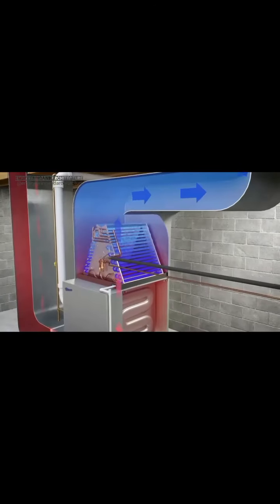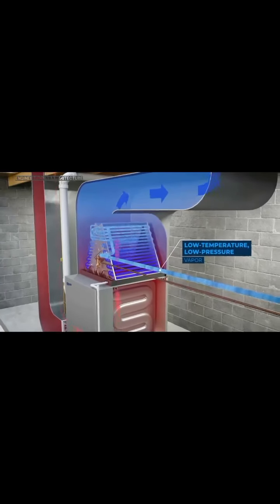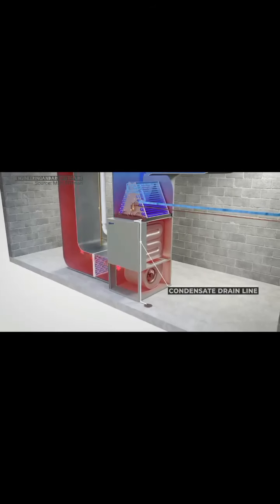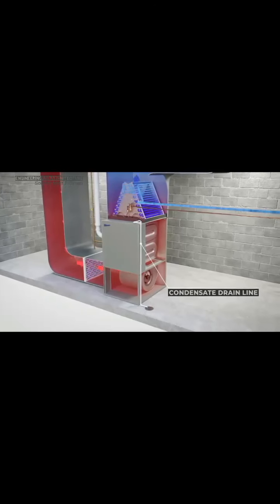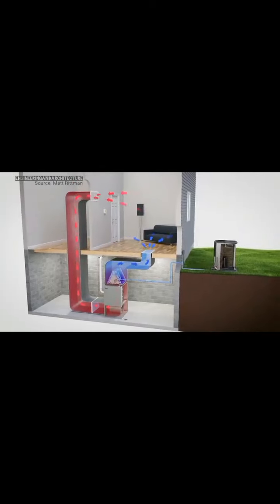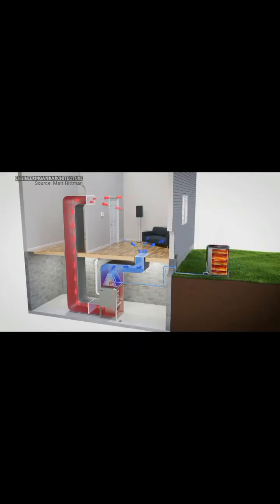As the air passes over the coil, the refrigerant is boiled and evaporates back into vapor form. During this process, condensation forms on the outside of the coil and exits through a condensate drain line. The refrigerant returns to the condenser to disperse the collected heat outdoors, and the cycle starts again.